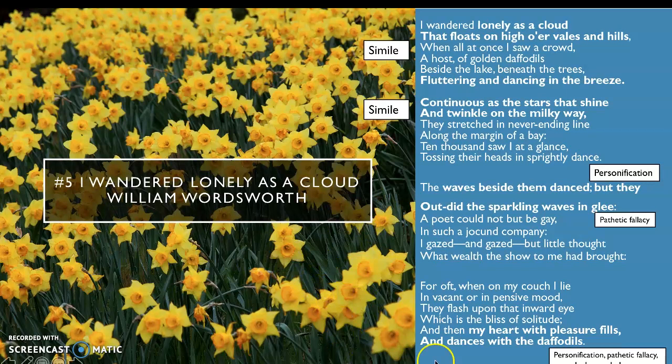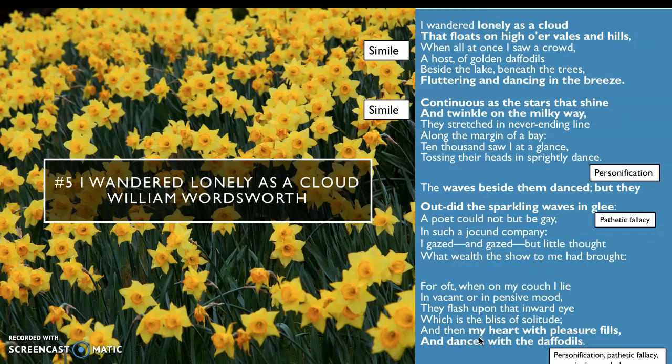Down here at the bottom, we've got personification, pathetic fallacy. Again, a heart being filled with pleasure. Of course, that would be giving a human emotion to an inanimate object, although a heart's not necessarily something in nature. And then once again, the heart is dancing, which it can't do because it doesn't have legs, so that's personification.